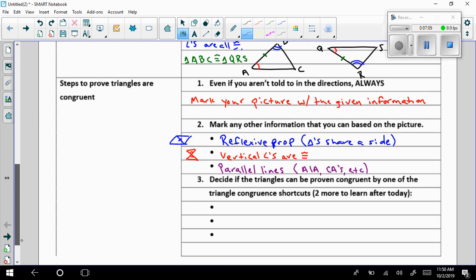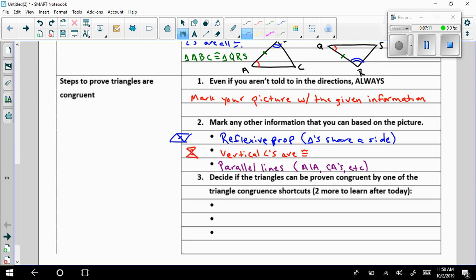All right, then you need to decide if the triangle can be proven congruent by one of the triangle congruency shortcuts. We will learn 2 more today, so you'll have 5 total. It has to fit those patterns in order to prove it congruent. Proving all 3 angles, for example, congruent isn't good enough because, for example, this rectangle and this rectangle have all 4 the same angles. They're very clearly not the same.